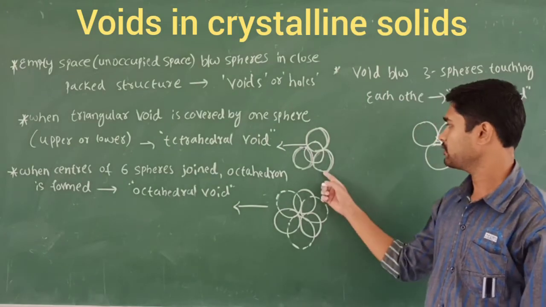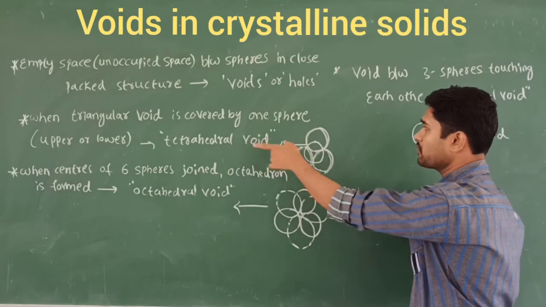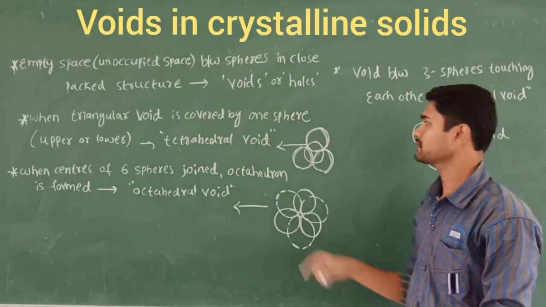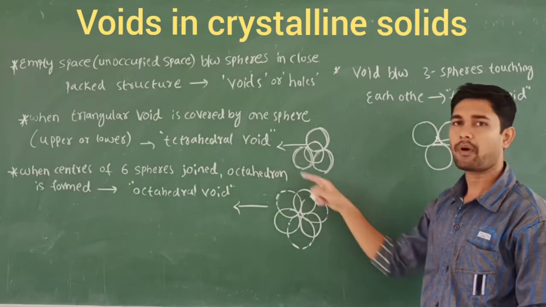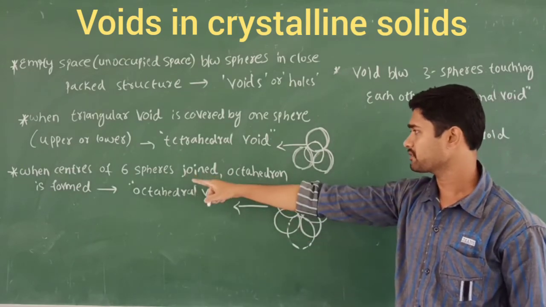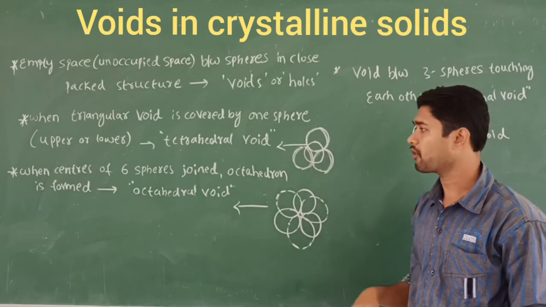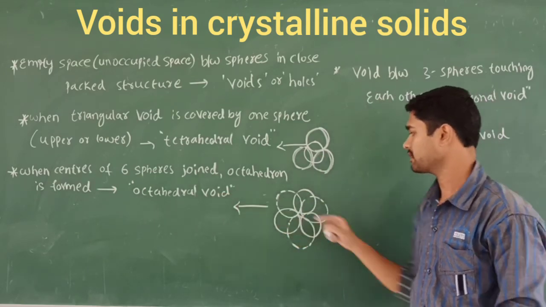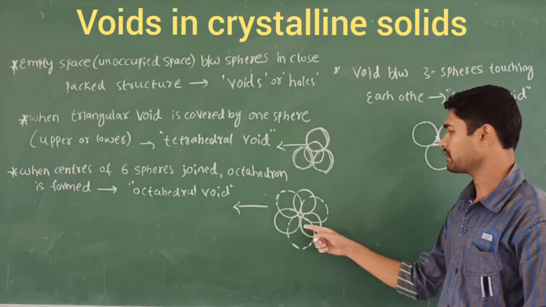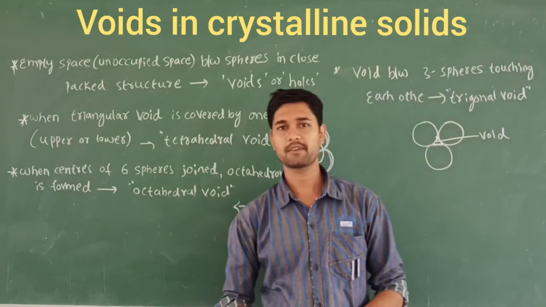Second one, when you look at this structure here, this triangular void which is going to be covered by one extra sphere, that may be from the upper layer or the lower layer, is going to be called the tetrahedral void. So this name is called the tetrahedral void. And similarly, when the centers of 6 spheres are joined, then an octahedron is formed, that is called the octahedral void. So this is a simple arrangement showing the pictures. This is the octahedral void which is formed here. So this is the simple subtopic of the voids.